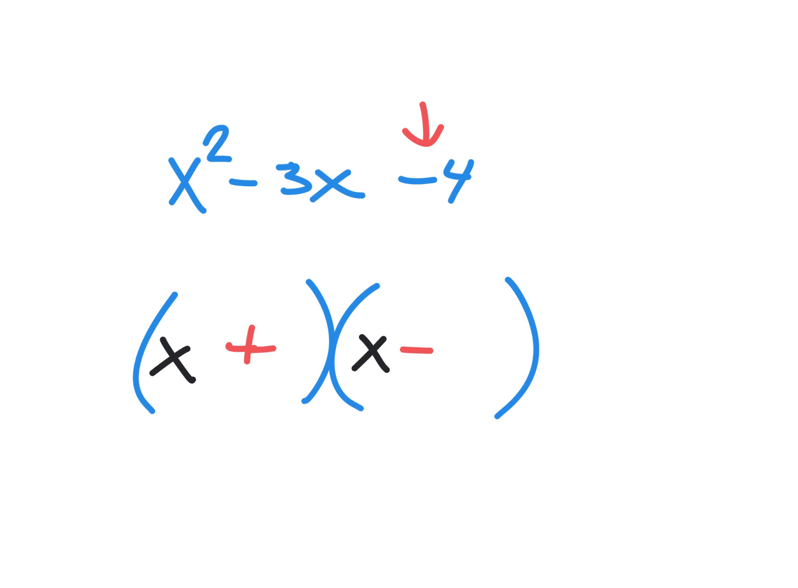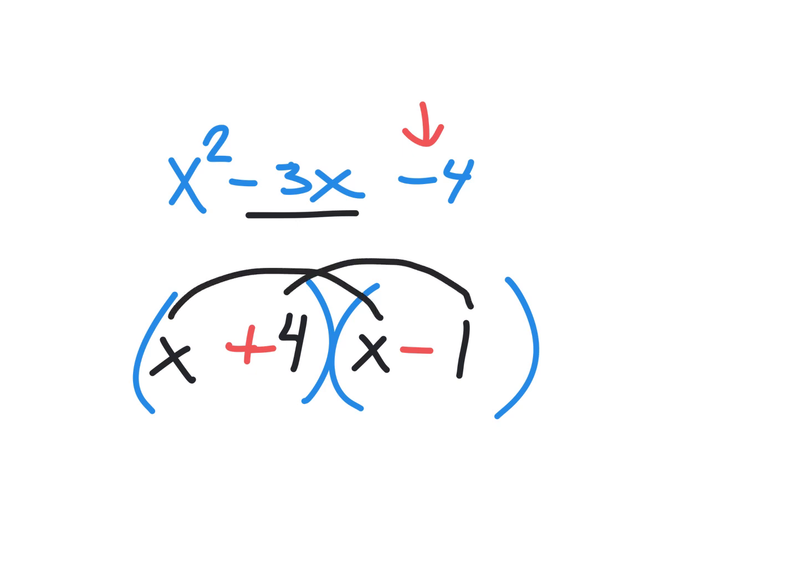Okay, and last but not least is the 4. Well, I could put a 2 and a 2. I know that's not going to make a negative 3 in the middle, so I'm going to choose the other way to make a 4, which is a 4 and a 1. How do you check if you got it right? First, x squared. Last, negative 4. So yay, I'm on track.